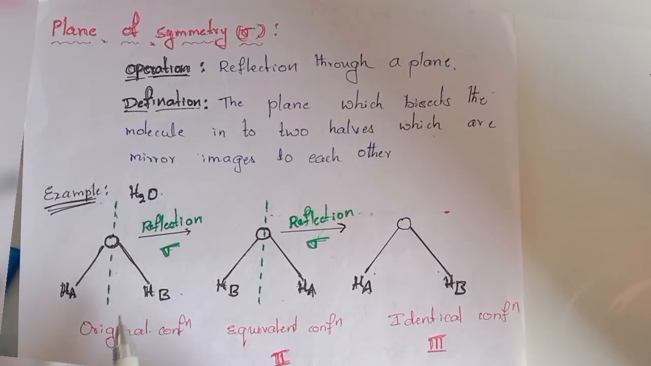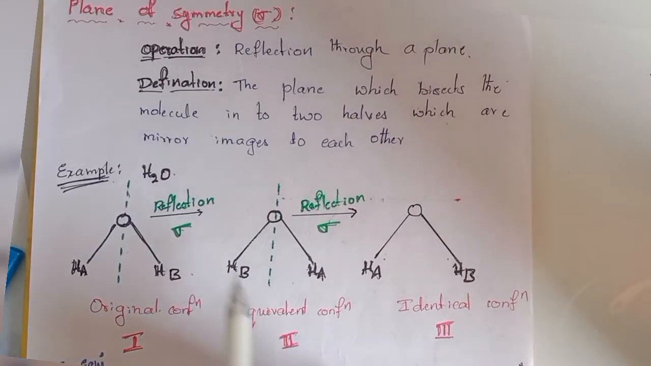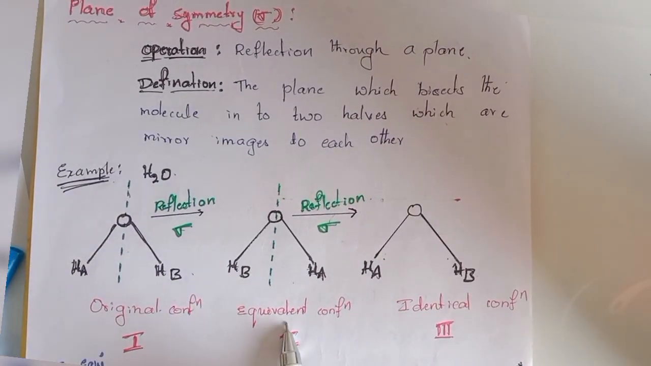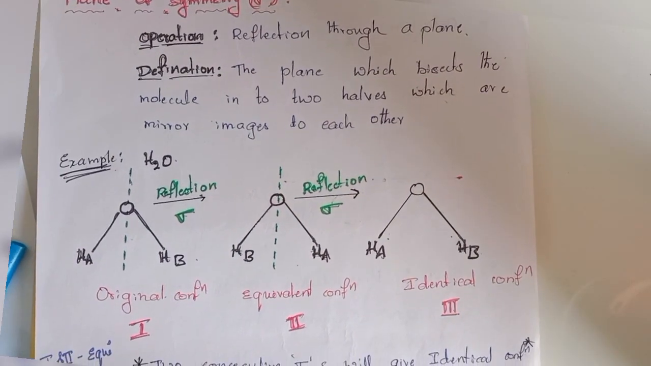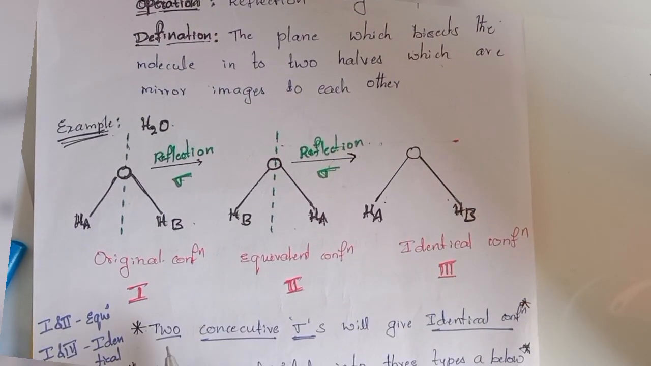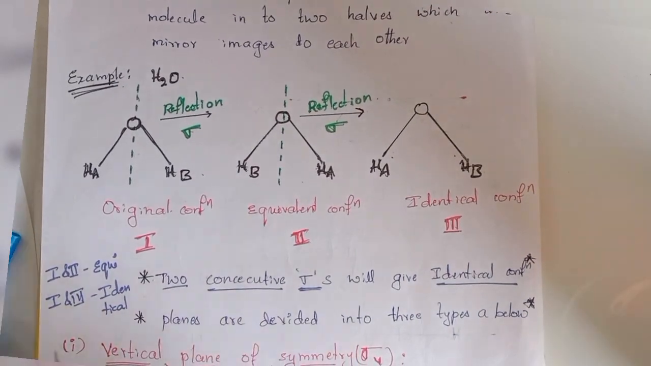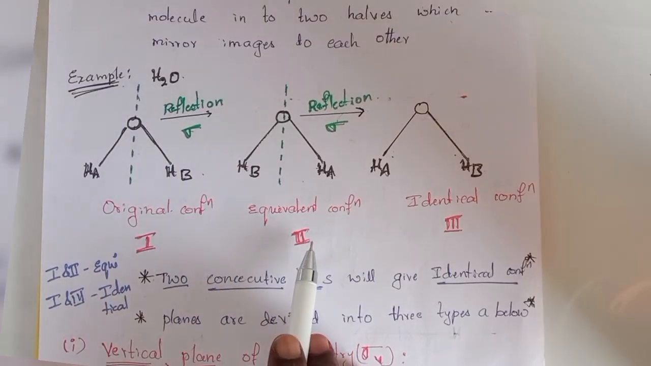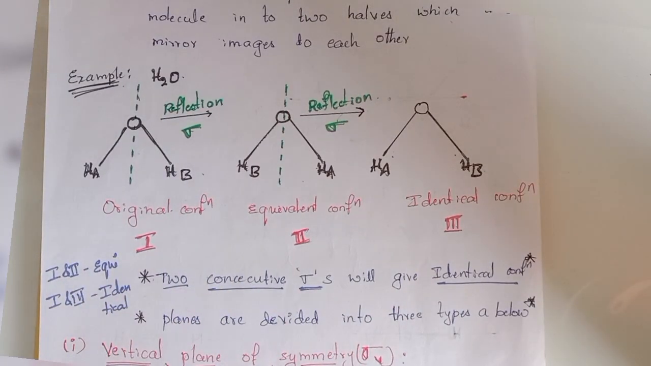So this is the original configuration and we will get the equivalent configuration by doing the reflection. Again, by doing reflection, it will give the identical configuration to the original one. That means two consecutive sigmas will give the identical configuration. So here 1 and 2 are equivalent to each other, and 1 and 3 are identical configurations to each other.